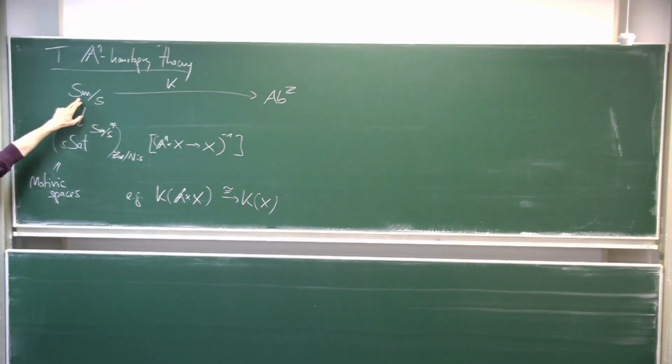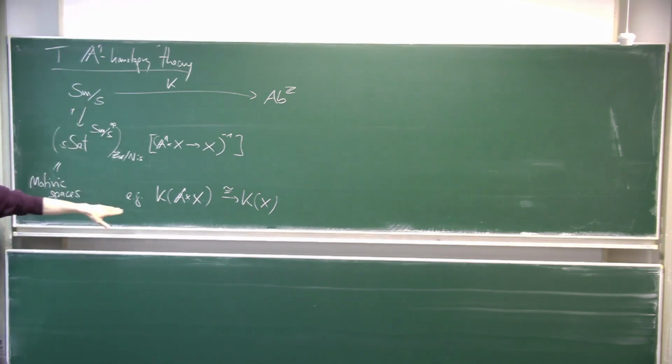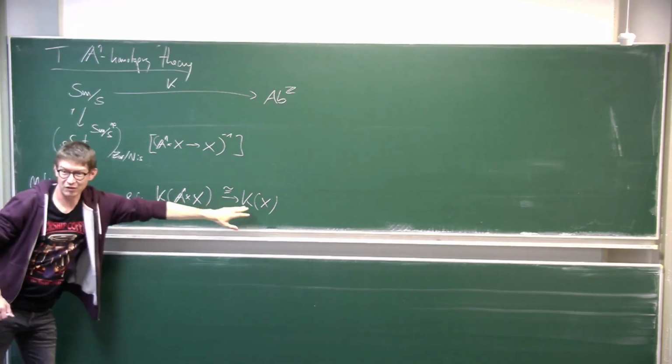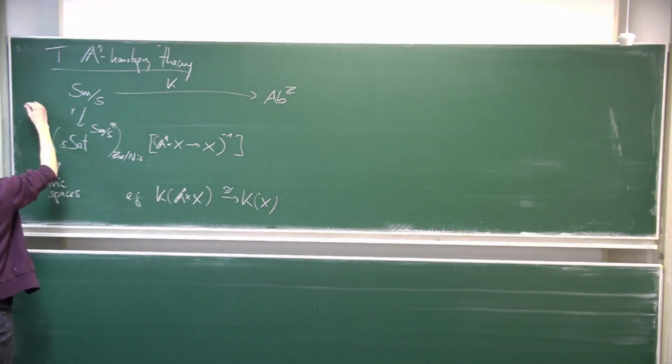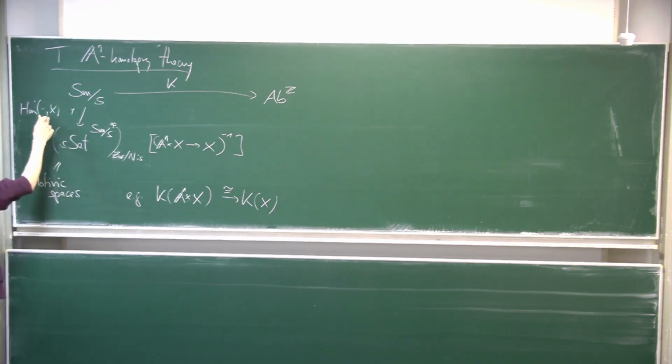So why do I take smooth schemes to begin with? Well, because this A1 invariance only holds for smooth schemes. But still, I have all other schemes also here, because other schemes are colimits of smooth schemes. Or anyway, not even because of that, because if I have any other scheme, I can just take the functor represented by that. It also lives in here, as a set-valued functor, which I then see as a discrete simplicial set. So all schemes are objects in here.